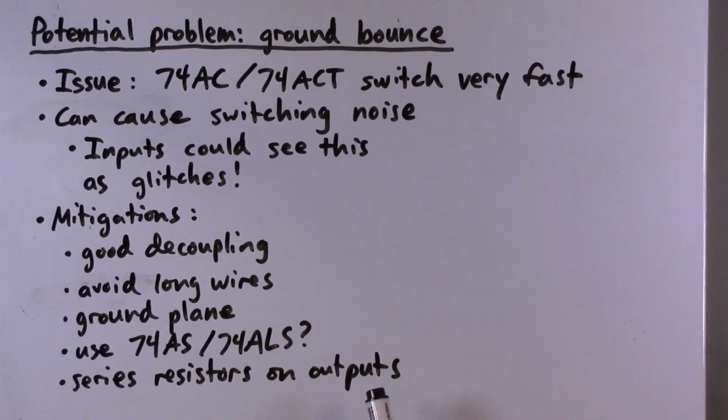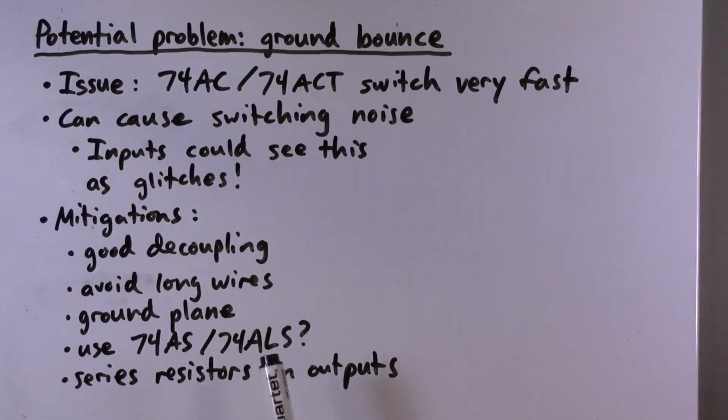Another potential mitigation is to put a series resistor on the outputs of these devices to prevent them from switching as hard. I'd kind of like to avoid doing this just because it would be more components in the design and more board space on the PCB, but it is an option if necessary. Finally, there are other logic series that we might use in this design, such as the 74AS and 74ALS series, so that would be another thing we could experiment with if this problem does crop up in practice.